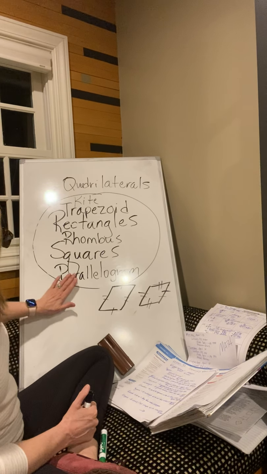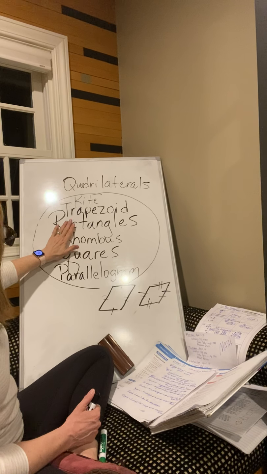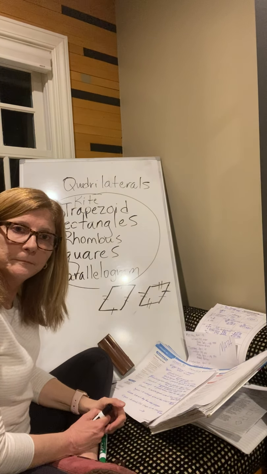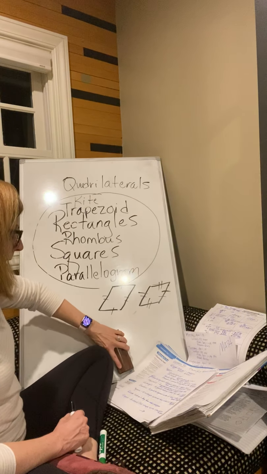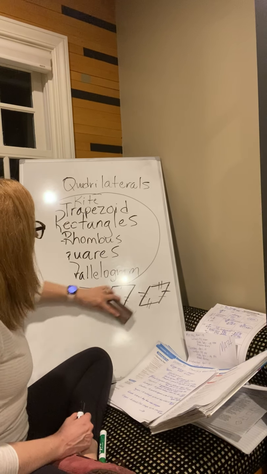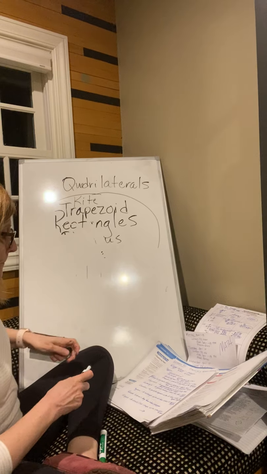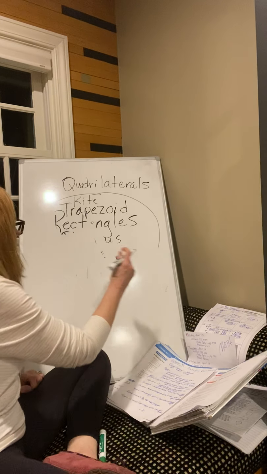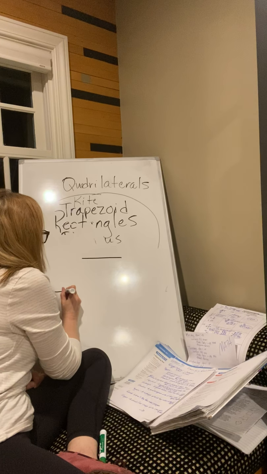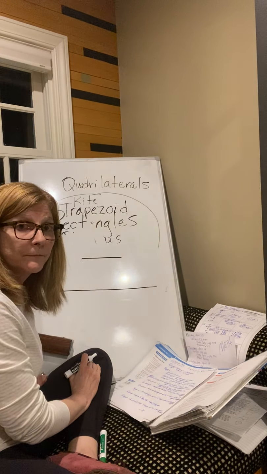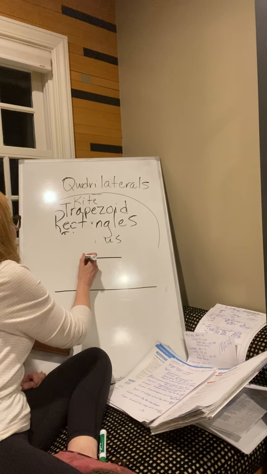Okay, so we've talked about parallelogram, squares, rhombus, rectangle. What in the world is a trapezoid? I'm going to tell you. All right, here we go. It is also a quadrilateral. And it has parallel lines. But it only has one pair of parallel lines.